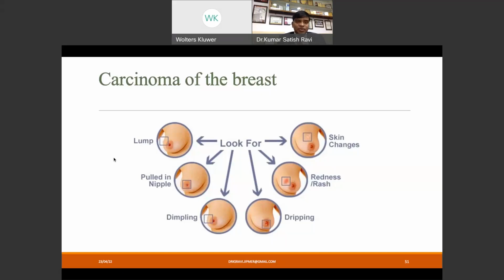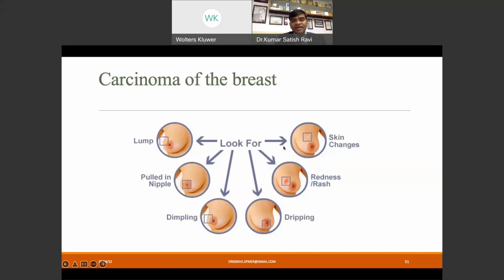Now, in carcinoma of the breast, there are different stages. Initially, you will look for a lump. When you do self-examination and palpate, you feel if there is a lump in the breast. Apart from that, there may be a pulled-in nipple, dimpling, or discharge from the nipple, dripping, or redness or rash, and skin changes.